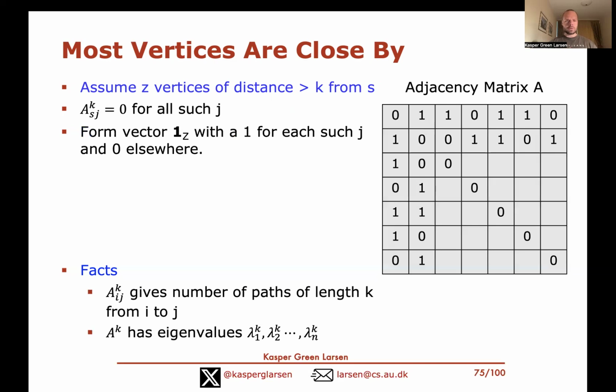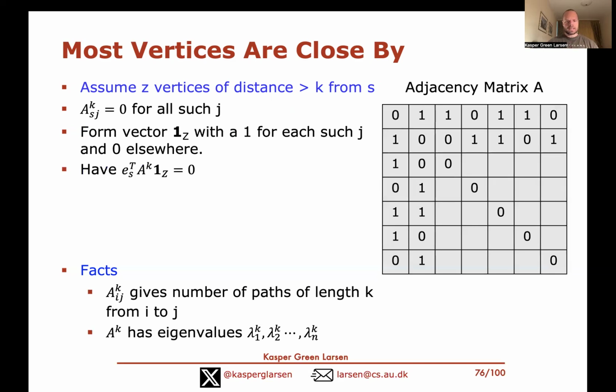Now, what we're going to do is form an indicator vector for this set of vertices. It's a vector that has an entry for every vertex. It has a 1 for those j's where we have a 0 in this row, and it's 0 elsewhere. So it's just an indicator for the set of vertices of distance more than k from the source.